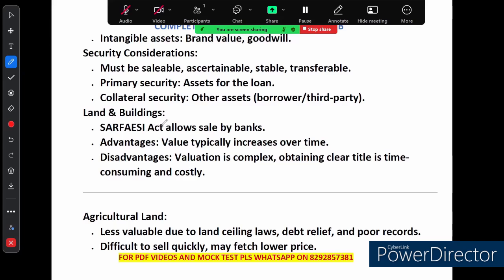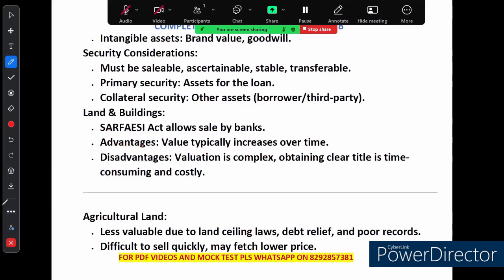Thanks to the SARFAESI Act, the bank can sell, not can't sell. The bank can sell the land and building if someone can't repay their loan. The good news: land usually goes up in value, but it is not all easy. Valuing property can be tricky, and getting a clear title takes time and money. Right? That is the disadvantage. The good news is that land value increases over time, and the bad news you already know.